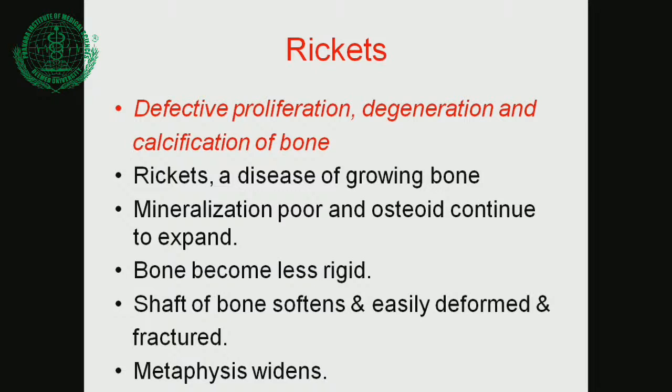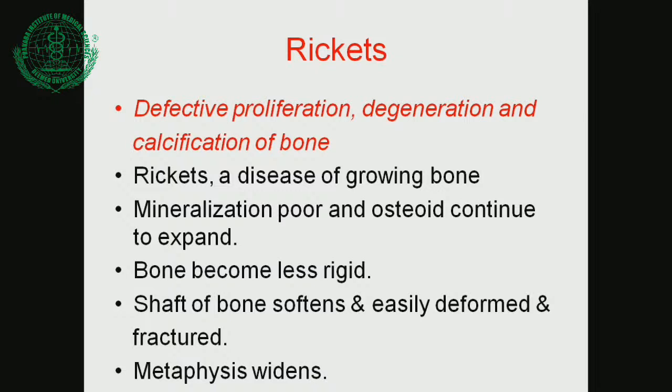Okay. Now what happens in rickets? Mineralization will be poor, but osteoid will continue to expand. Osteoid formation will be continuous. So bone will be formed, but it is less rigid and soft. Okay. The shaft of the bone softens, easily deforms, and becomes fractured also. And because of the pressure when the child is walking or crawling, there will be pressure on the metaphysis of the wrist joint, ulna and radius, or on the malleolus in the lower limb.